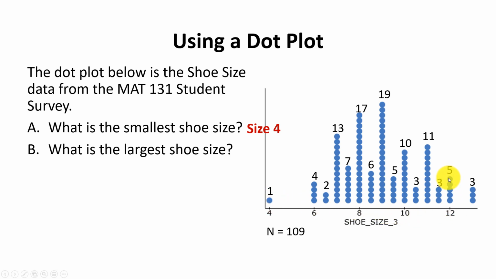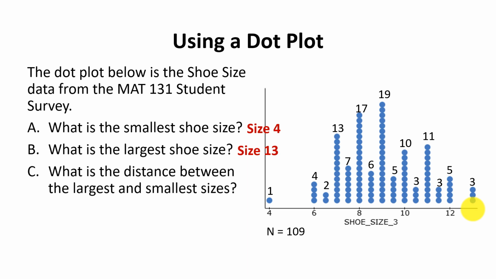Next, what is the largest shoe size for this example? Would be the number that's to the right the most. So we have 12, 12.5. We have 3 shoe sizes of 13. So 13 is the largest shoe size.